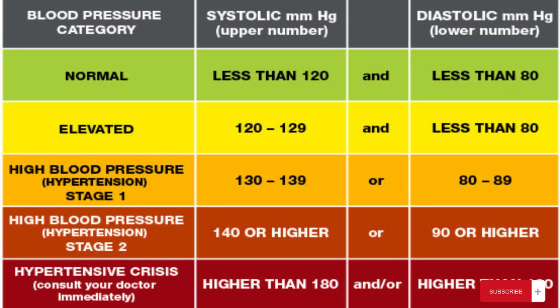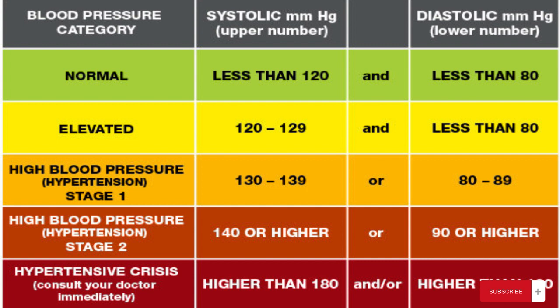Now, let's talk about the numbers. There are different categories when it comes to your blood pressure. So the normal blood pressure is less than 120 over less than 80. That's normal. So you see your blood pressure, the top number is less than 120, the bottom number is less than 80. Now, when your blood pressure is elevated, that means the top number, which is the systolic, is between 120 to 129, and the bottom number is still less than 80. So that means it's just elevated.